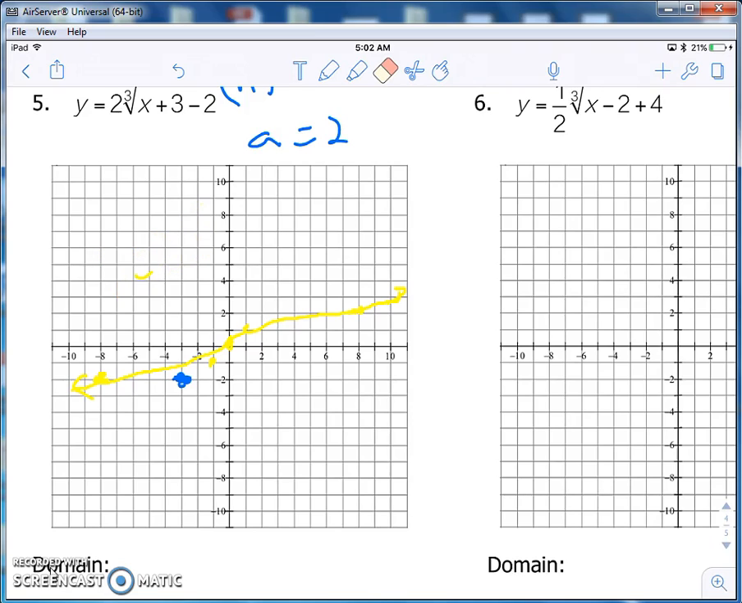So let's look at the function we're asked to graph. We've got our left shift and downshift taken care of. Normally we would go over 1, and the cube root of 1 is 1, but it's going to be 2 times. So it's going to be over 1, but up 2. So when x is negative 2, y is actually 0. You can plug that in and check.